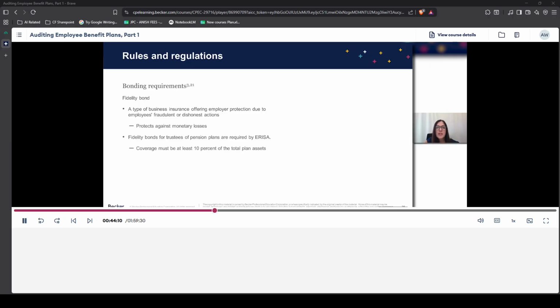So again, that was a very brief overview of some of the rules and regulations covering employee benefit plans and the different types of plans that you may encounter.